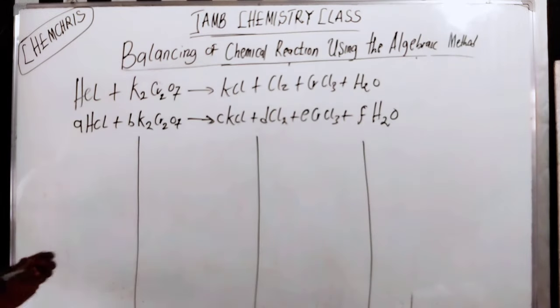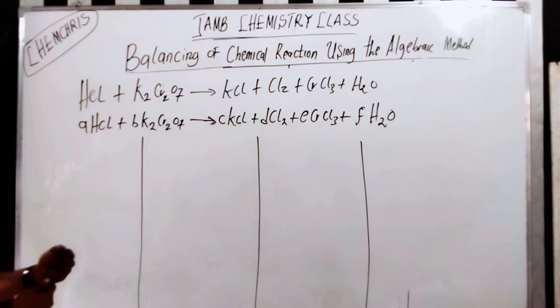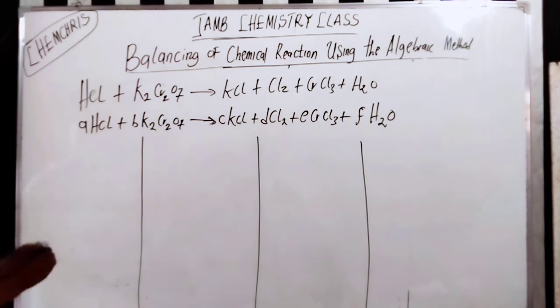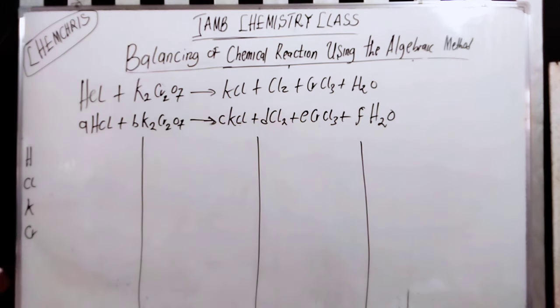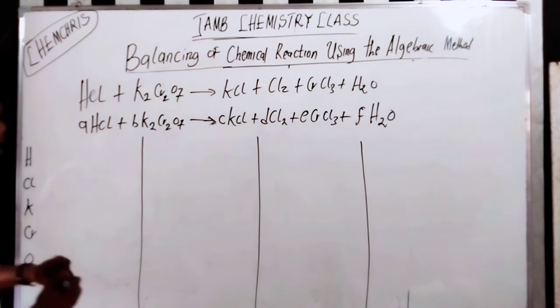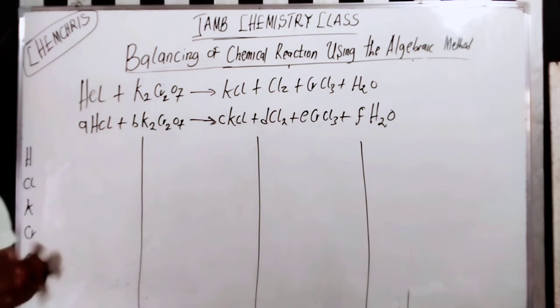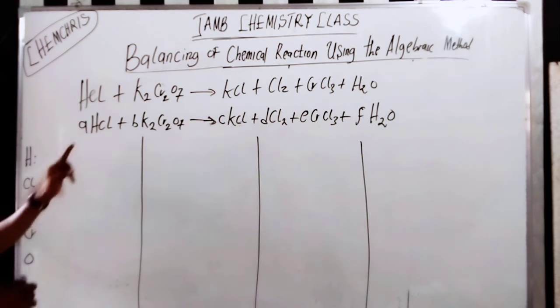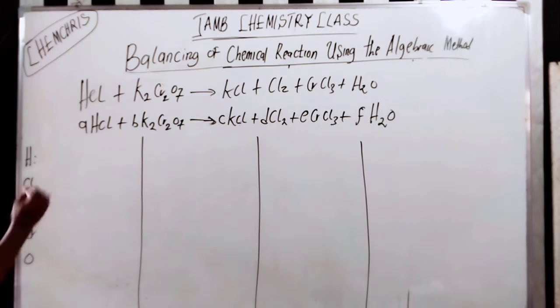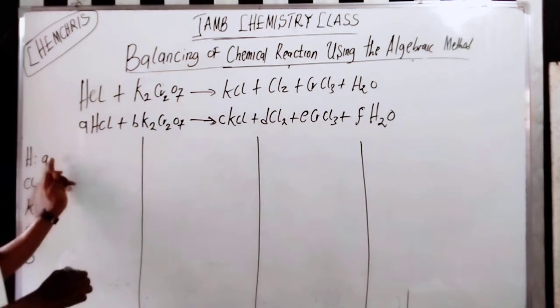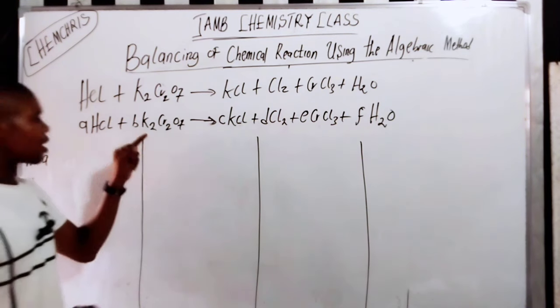So this was step 1. Now, step 2 is to write the equation for each of the elements. You have hydrogen, chlorine, potassium, chromium, Cr, and oxygen. So these are the 5 elements we have. Do you understand? So now let's start writing the equation for each of them. How many hydrogen do you have here? Here we have 1 hydrogen, so it's going to be A. We don't have hydrogen here, right?